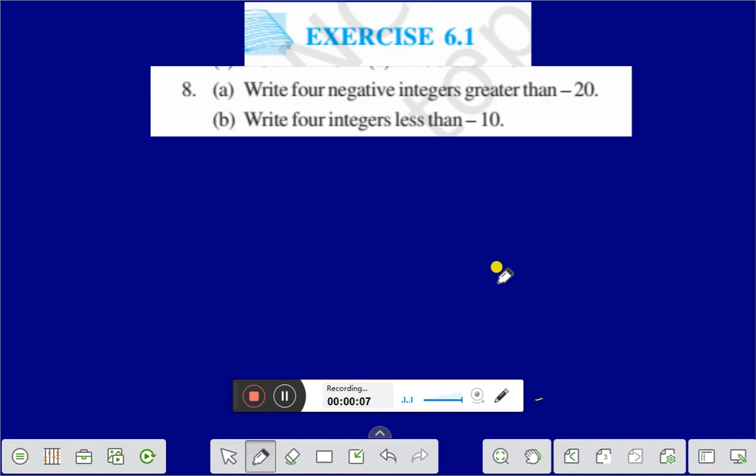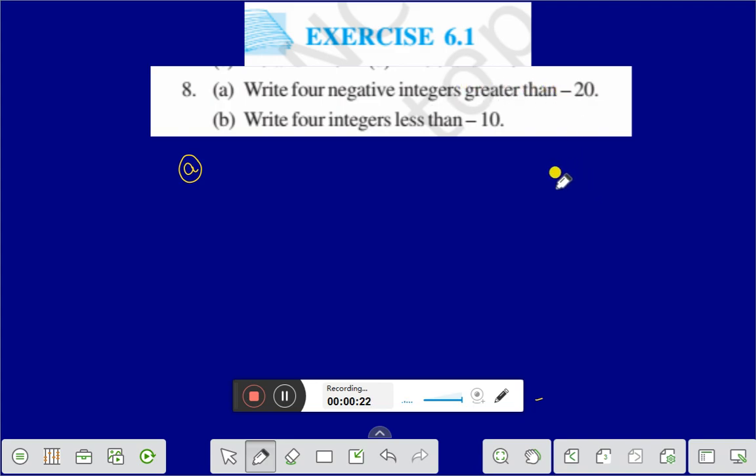Write 4 negative integers greater than minus 20. Right? Greater than minus 20. Therefore, A. Here you see, write 4 negative integers greater than minus 20.